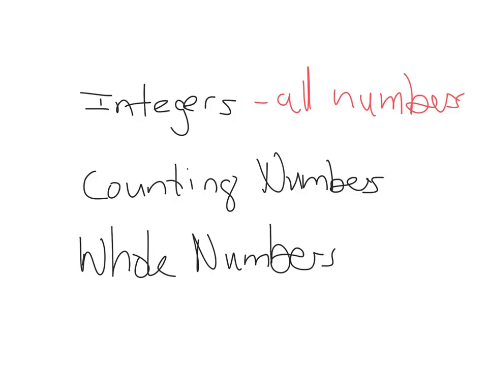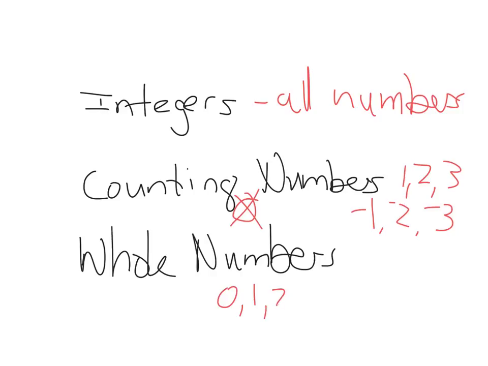Counting numbers, on the other hand, are whole numbers, including 1, 2, 3, and their opposites, so -1, -2, and -3. Notice what number is not there. 0 is not there. Whole numbers, on the other hand, are integers that include 0, 1, 2, 3, and so on. That's the kind of infinity sign there.